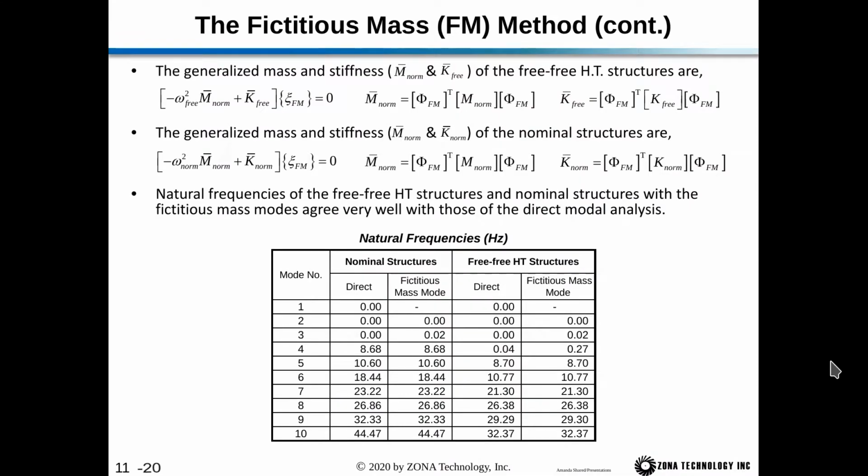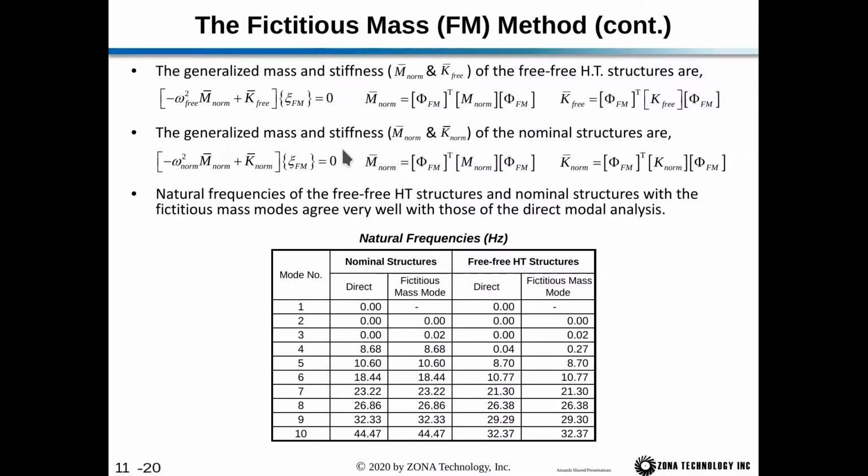Now we want to continue to look at the fictitious mass method here. The generalized mass and stiffness, m bar normal and k bar free, of the free horizontal tail structures are given by these equations. So we've taken the fictitious mass mode shapes, and we can solve for m bar normal and k bar free. So m bar normal is phi FM transpose times m normal times phi FM. K bar free is phi FM transpose times k free times phi FM.